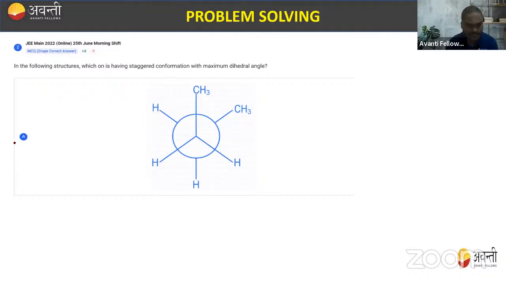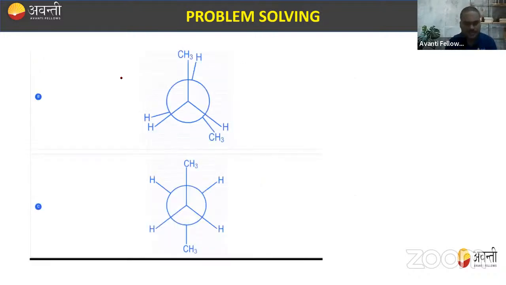So in the staggered conformation with the maximum dihedral angle, how will you identify? This is option A, where we have CH3 and H, H. This is option B and this is option C. Here we can say this is the maximum angle, right? Here we have the maximum angle.